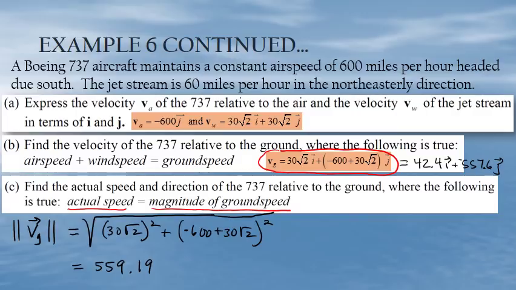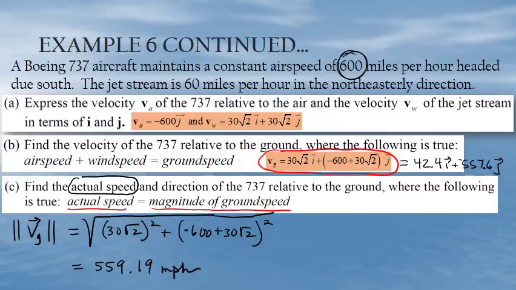Now, if you recall, what the plane was actually wanting to do was 600 miles per hour. So what did the wind do? It slowed it down. That's why sometimes if you're on a plane, you might get there faster or you might get there slower, depending on whether or not the plane is traveling with the wind or against the wind. Now that's what we call the actual speed.